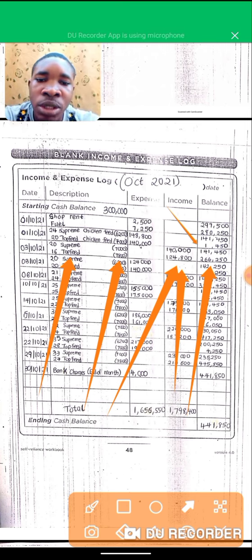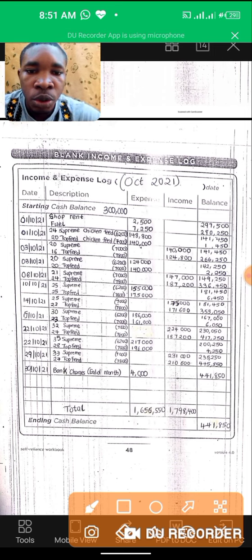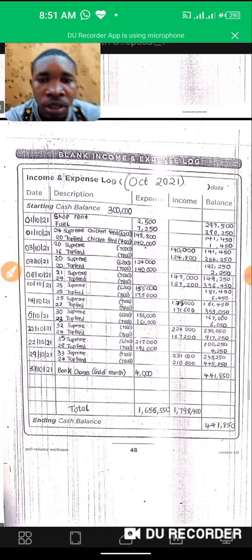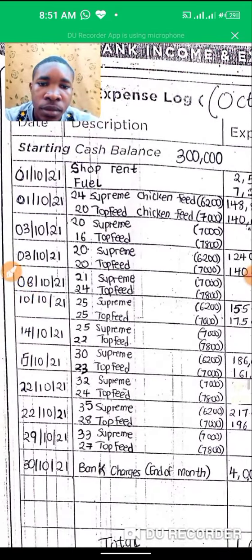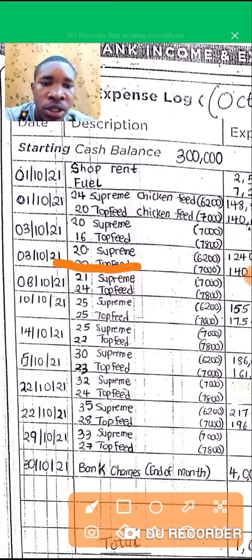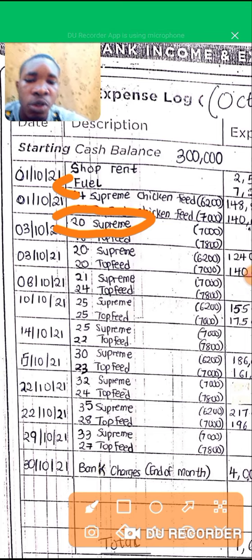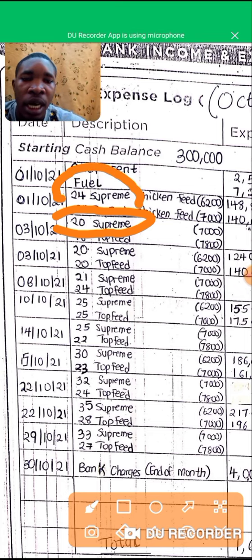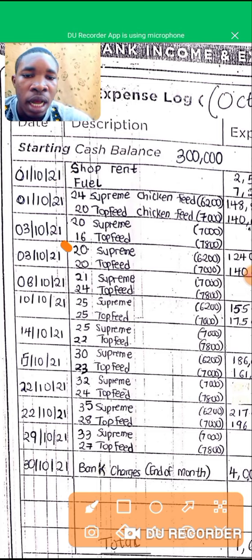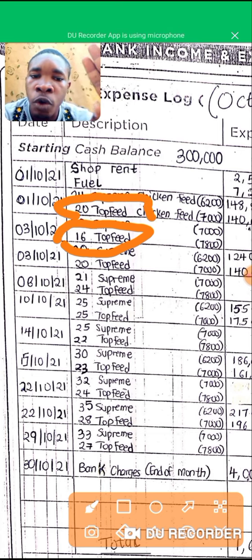So now, because I've sold that, I sold 20 supreme chicken feed. Sorry, I'll have to zoom in a little bit. Here, I sold 20 supreme chicken feed. How many did I buy? I bought 24 supreme chicken feed, and I sold 20, meaning I only have 4 supreme chicken feed left. And here too, I sold 16 top feed and I bought 20, meaning I also have 4 top feed left.